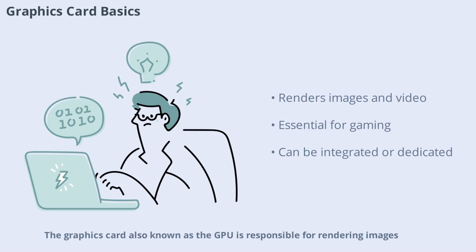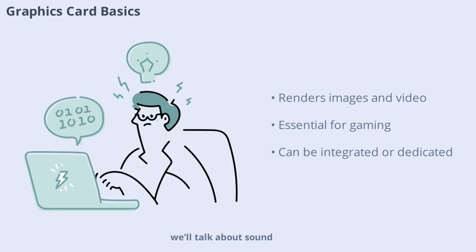Graphics card, also known as the GPU, is responsible for rendering images, videos, and animations on your screen. It takes data from the CPU and turns it into visuals you can see. High-performance graphics cards are especially important for gaming, video editing, and graphic design. Some computers have integrated graphics built into the motherboard or CPU, while others use dedicated cards for better performance. Next, we'll talk about sound.